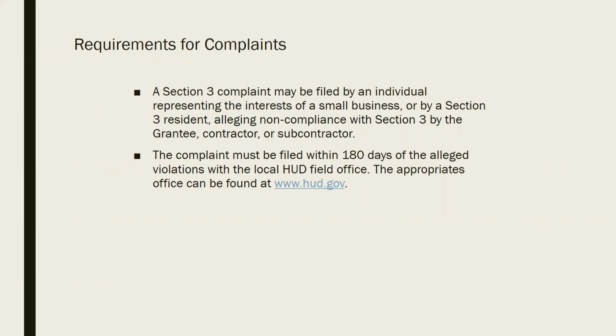A Section 3 complaint may be filed by an individual representing the interests of a small business or by a Section 3 resident. If that is done, the complaint must be filed within 180 days to your local HUD field office, and those can be found on HUD.